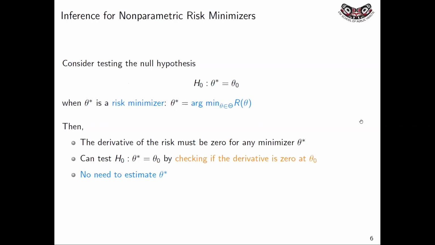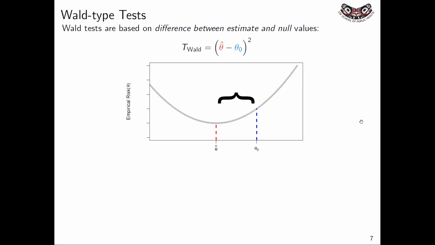So we need to estimate this theta star, but let's first think about what are the possible ways that we could test. Let's go back to basic statistics. We have a couple of different ways of testing. We could do Wald tests. The Wald test looks at our theta naught and the risk minimizer that we get, theta hat, and looks at the difference between those two. So broadly speaking, a Wald test is something like theta hat minus theta naught, squared.